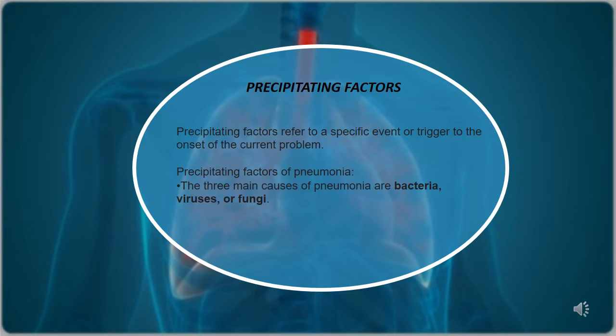Precipitating factors refer to a specific event or trigger to the onset of the current problem. Precipitating factors of pneumonia: the three main causes of pneumonia are bacteria, viruses, or fungi. The typical bacteria which cause pneumonia are Streptococcus pneumoniae, Haemophilus influenzae, Moraxella catarrhalis, anaerobes, and gram-negative organisms. Several kinds of fungi cause fungal pneumonia, though the three most common are Pneumocystis, Cryptococcus, or Aspergillus. Infection occurs when spores of these fungi are inhaled.